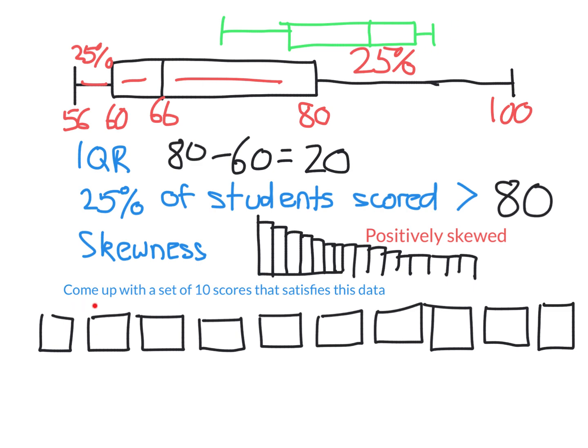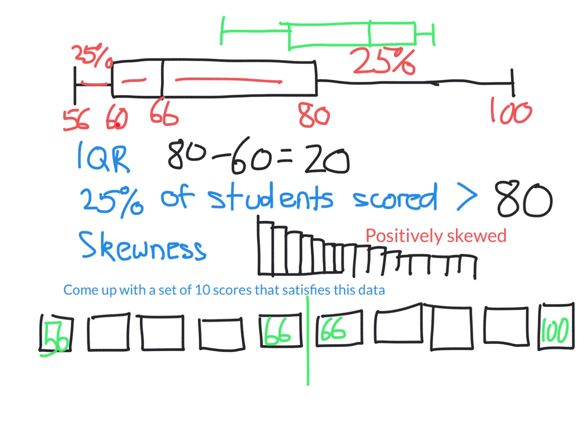All right, now what we're going to do is come up with a set of 10 scores that could satisfy this data that has this 5-number summary. So to do that, I've drawn 10 boxes here. So firstly, it's obvious that the minimum is 56, so 56 would have to go there. The maximum is 100, it would have to go there. Now let's look at the median. The median is 66. So when you have 10 scores, you have the median in the middle, so there's 5 scores below, 5 scores above. So let's just make these two middle scores both 66. That means that the median of these scores will be 66.